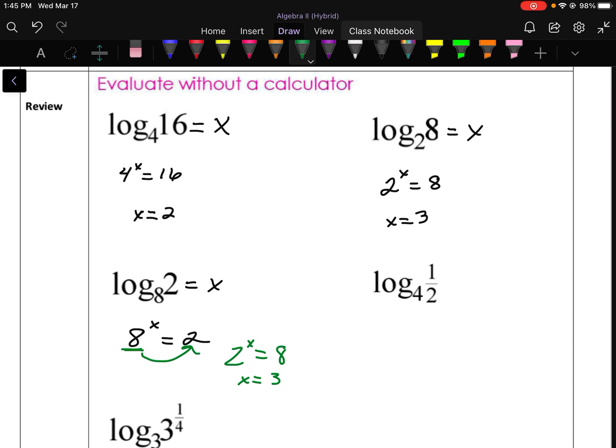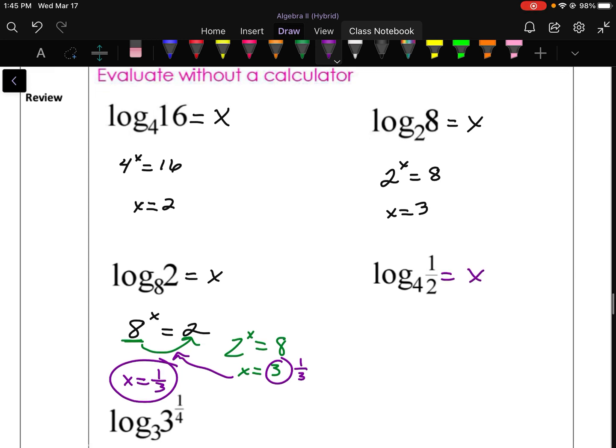So if I want to go the other way, like right here, from 8 to the what power equals 2, I would just make this a fraction. I would flip it to its reciprocal, so 1 over 3. So that means x equals 1/3 power.